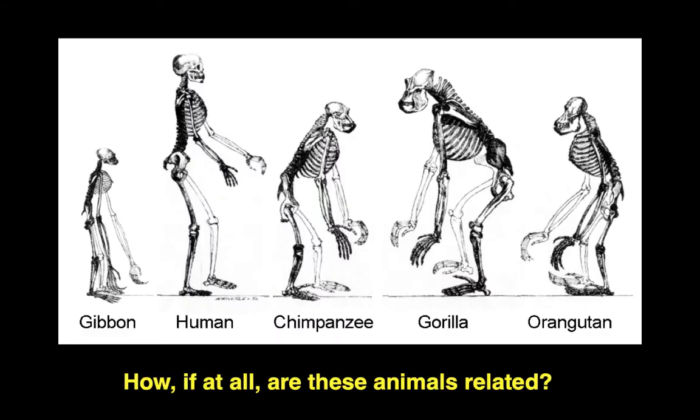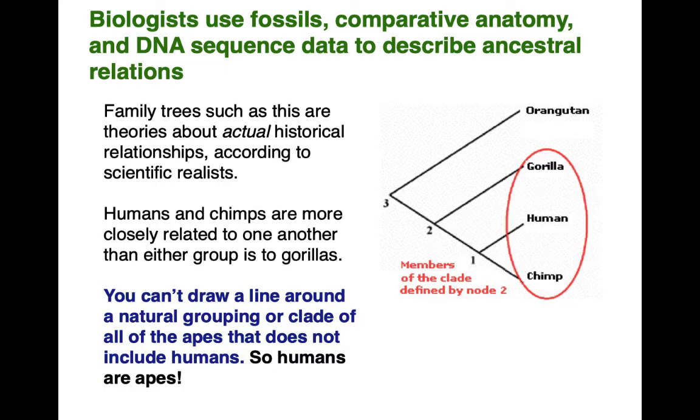So here's an image comparing the skeletons of a gibbon, a human, a chimpanzee, a gorilla, and orangutan. How, if at all, are these animals related? Biologists use fossils, comparative anatomy, and DNA sequence data to describe ancestral relations, presumed ancestral connections.